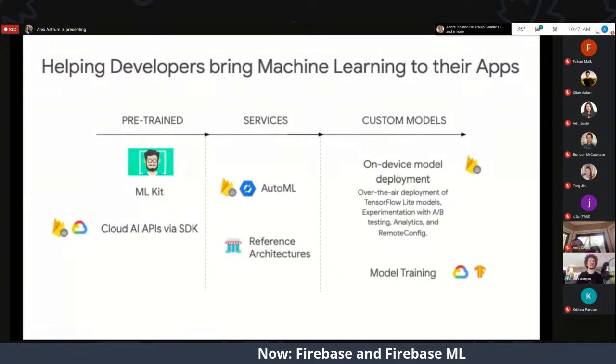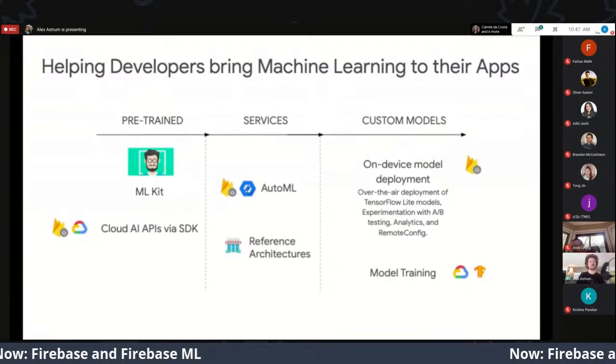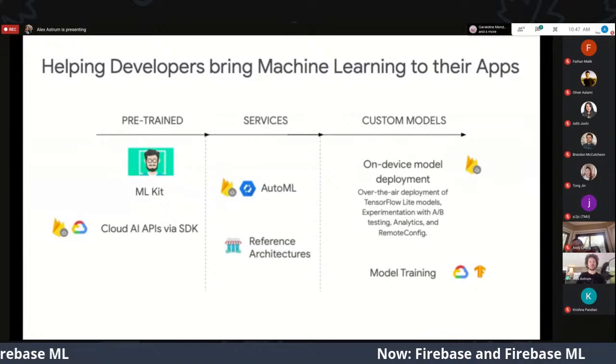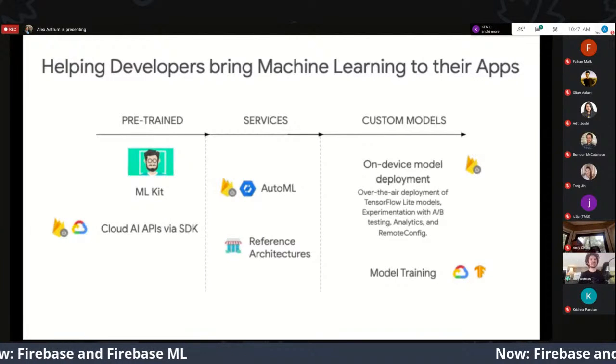So pre-trained models are one of the things where we shine, particularly for a few of the really common use cases. Hopefully, this will help you to get the data faster and make sense of it faster. The next one is the service layer.